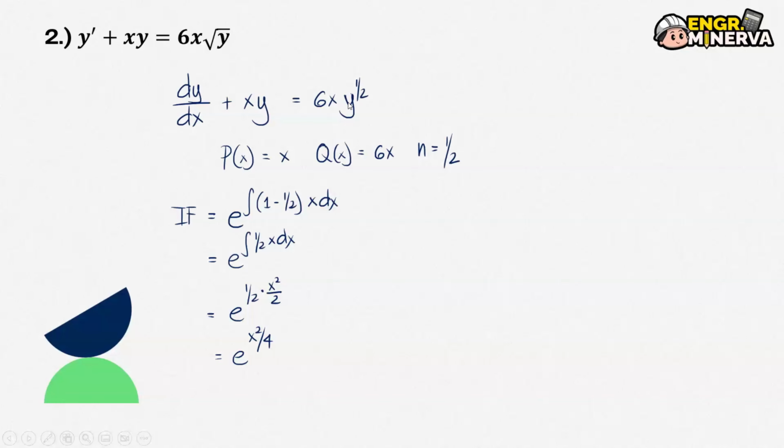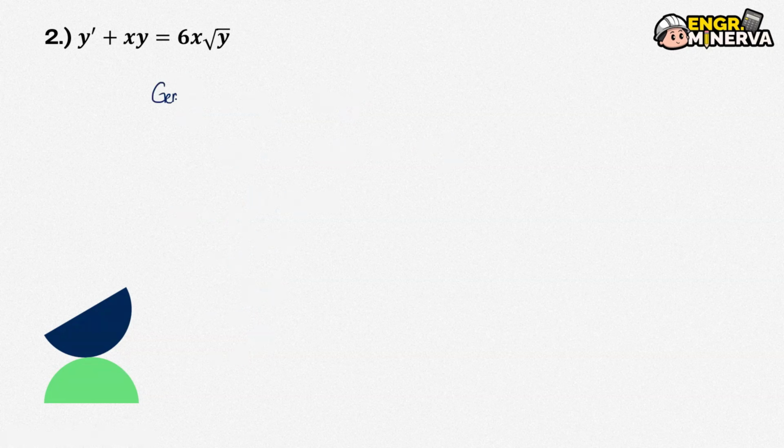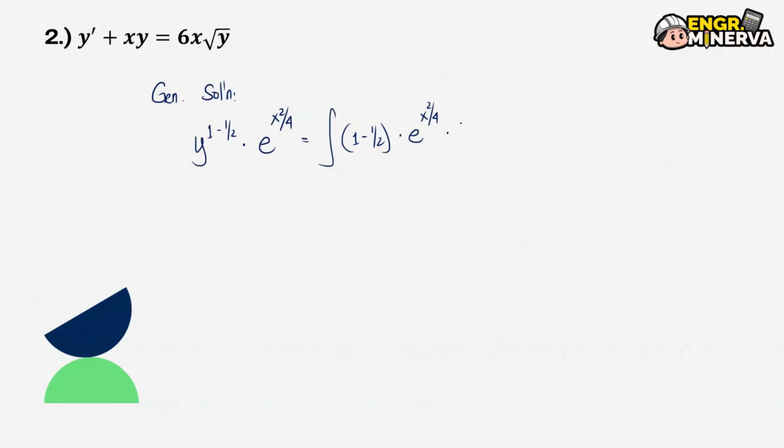Then since we already have our integrating factor, we can have our general solution. That would be y raised to 1 minus n multiplied to our integrating factor, that is e raised to x squared over 4, equals integral of 1 minus n, integrating factor, multiplied to our q of x, which is 6x dx plus c. So let's simplify.